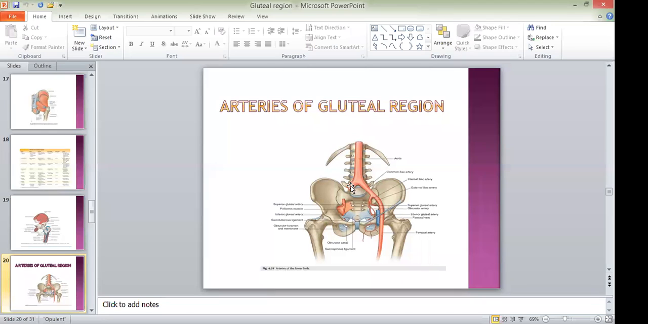Aorta ko yahan par just at the point of iliac crest ye common iliac artery mein divide hota hai, ek right common iliac artery and left common iliac artery. Common iliac artery is further divided into internal iliac artery and external iliac artery. So hamare sath mostly jo blood supply of gluteal region hai uski main major branch wo internal iliac artery hai. External iliac artery yahan se continue hoke femoral artery mein convert hota hai.